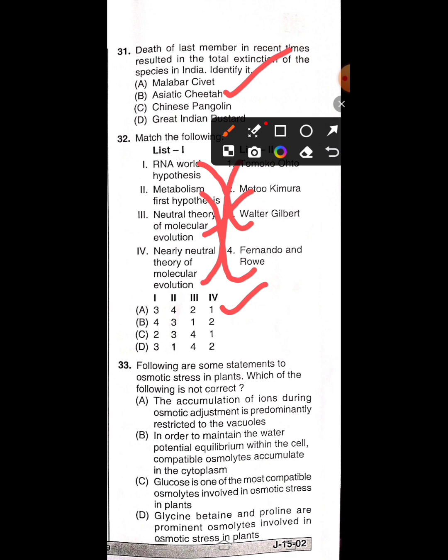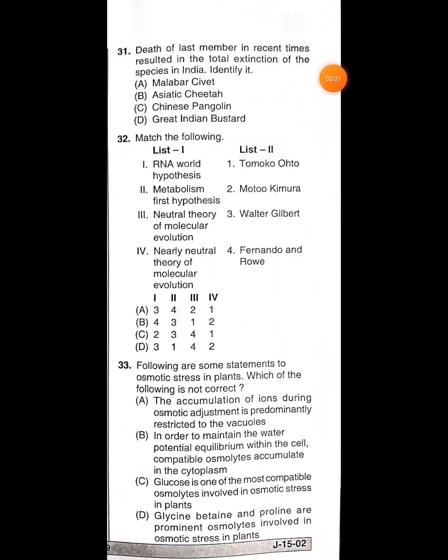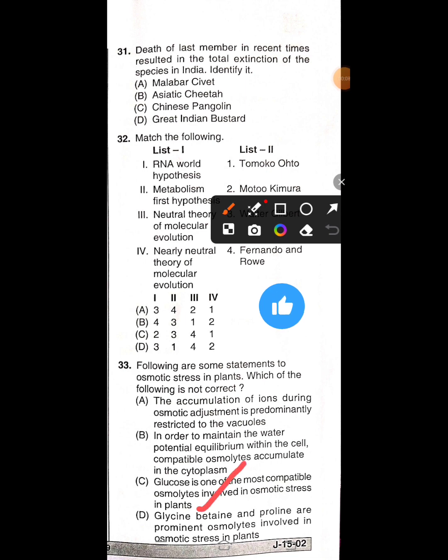Glucose is one of the most compatible osmolytes involved in osmotic stress in plants. Glycine betaine and proline are prominent osmolytes involved in osmotic stress in plants. So, let's see the correct answer. Glucose is one of the most compatible osmolytes involved in osmotic stress in plants is the correct answer. So let's see the next question.